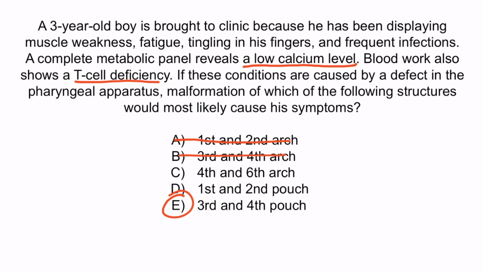The fourth and sixth arches also give rise to many structures, such as the laryngeal musculature. And again, these would not cause the child's symptoms. So C is incorrect. Finally, the first pouch gives rise to the middle ear cavity, eustachian tube, and mastoid air cells. And the second pouch gives rise to the palatine tonsil. And none of these would cause a T cell deficiency or low calcium levels. So D is incorrect. So again, the correct answer is E. And with that, we've covered everything you need to know about the pharyngeal clefts and pouches.